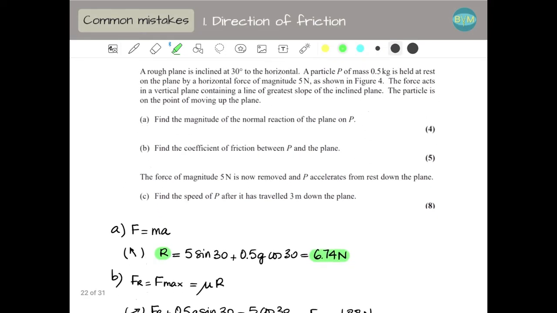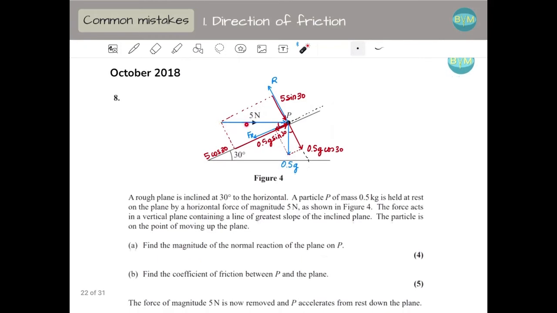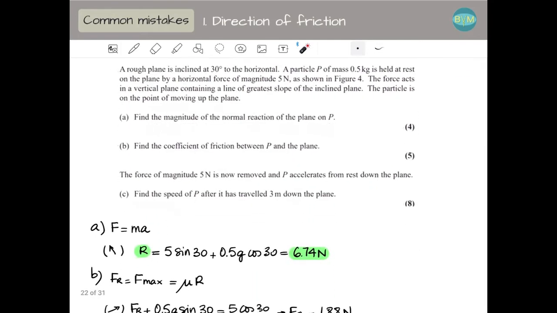Then the next part of the question is where the problems come. The force of magnitude 5 newtons is now removed, and P accelerates from rest down the plane. So we are holding the particle in place, so we remove this force, and then the particle slips down. Find the speed of P after it has traveled 3 meters down the plane.